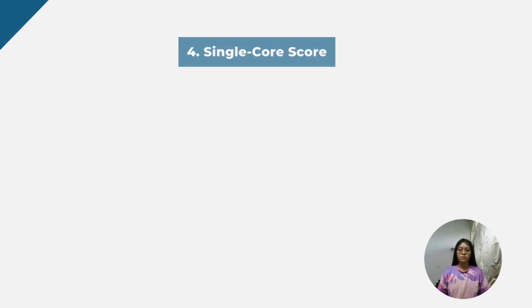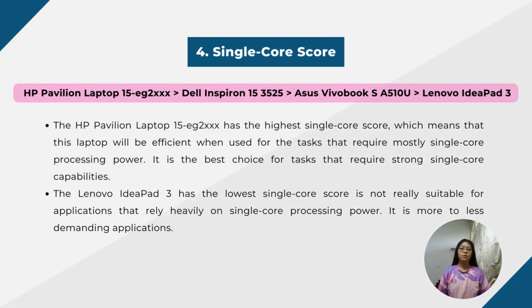The single core score measures the processing power of one CPU core. We can see that the HP Pavilion laptop has the highest single core score. This means that the laptop will be efficient when you use applications or perform complex tasks that mostly depend on the single core. However, the Lenovo IdeaPad has the lowest single core score. It shows that it may be slow or lag when you perform tasks and use applications that highly rely on the single core.